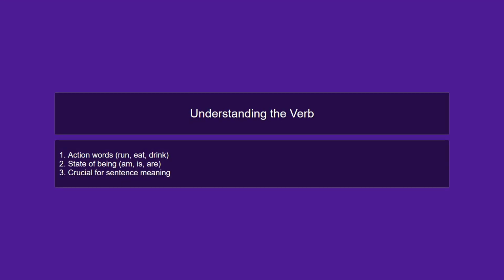A verb is often described as an action word, something that indicates what the subject is doing. Verbs like run, eat, drink, or watch show activities that can be performed or observed. However, verbs also include words that describe a state of being, such as am, is, are, or become, which point to conditions rather than obvious actions.